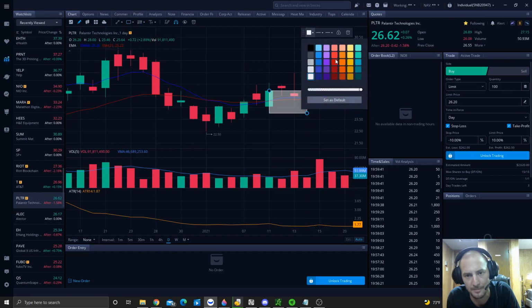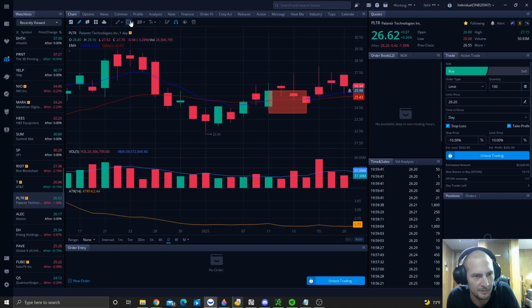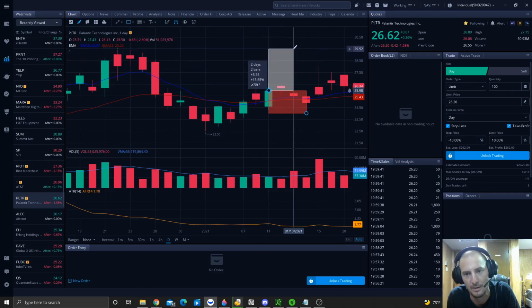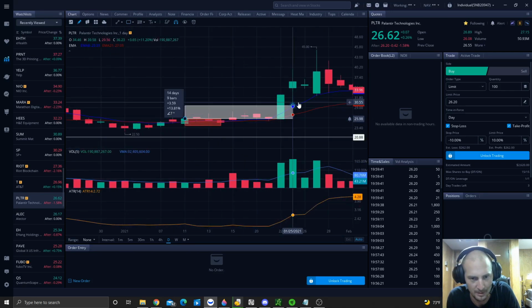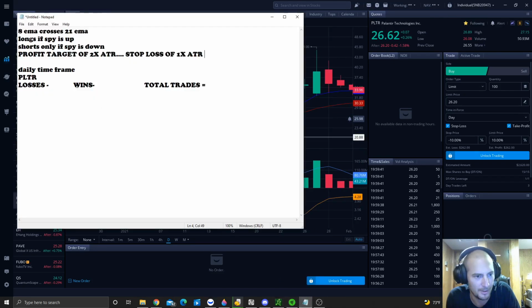I like to color them. So here's our first long trade, and then $4 for a target. So 25, round up roughly $4 here, and let's just see if we win. And this one wins, so that's 1. And we go back to our chart here, and let's just do 1.